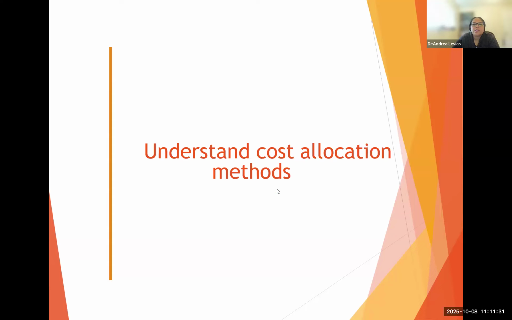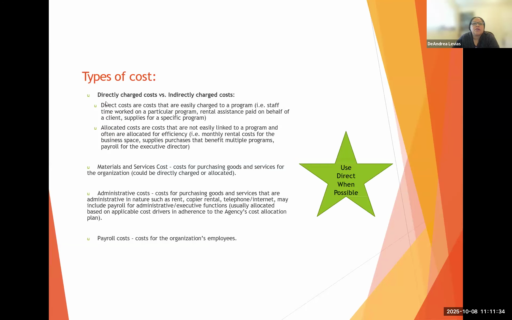Cost allocation methods. I kind of just talked through this without having the slide up. Direct costs are costs that are easily charged to a program, again, staff time worked on a particular program, rental assistance paid on behalf of a client, or supplies for a specific program. Allocated costs are costs that are not easily linked to a program and are allocated for efficiency. Rental costs, supplies purchases that benefit multiple programs, payroll for the executive director, things like that are generally costs that get allocated or are considered indirect costs.